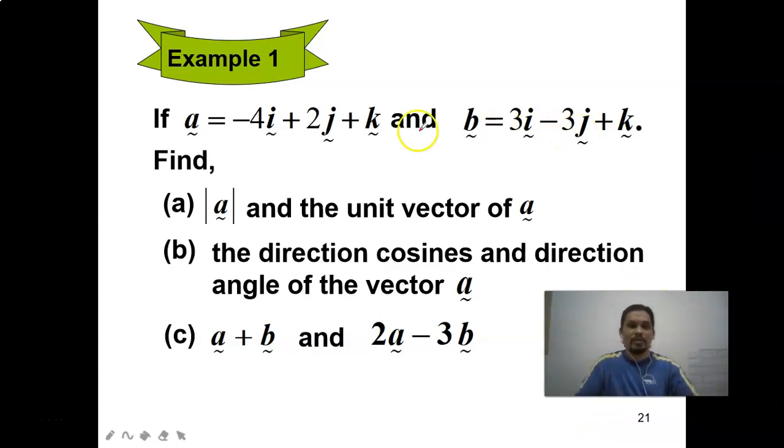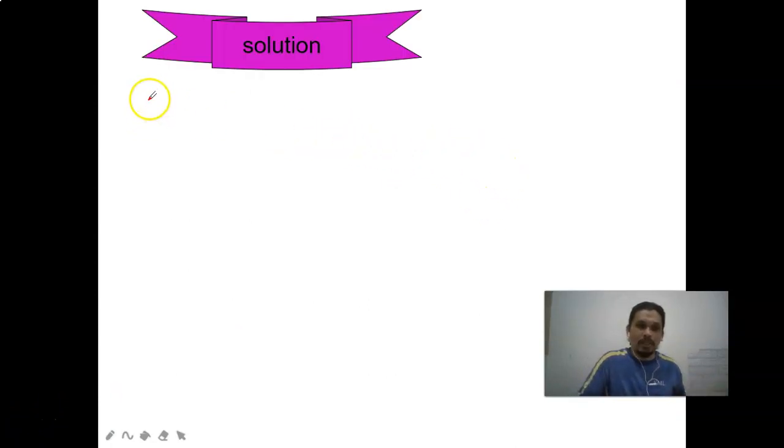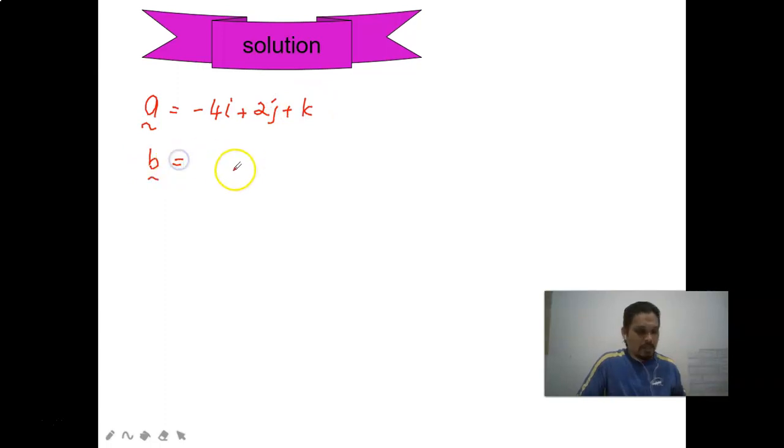If vector A equals negative 4i plus 2j plus k, and vector B equals 3i minus 3j plus k, find the absolute value of vector A and the unit vector of A. Okay, so let's continue. I write again both vectors A and B: vector A equals negative 4i plus 2j plus k, and vector B equals 3i minus 3j plus k.